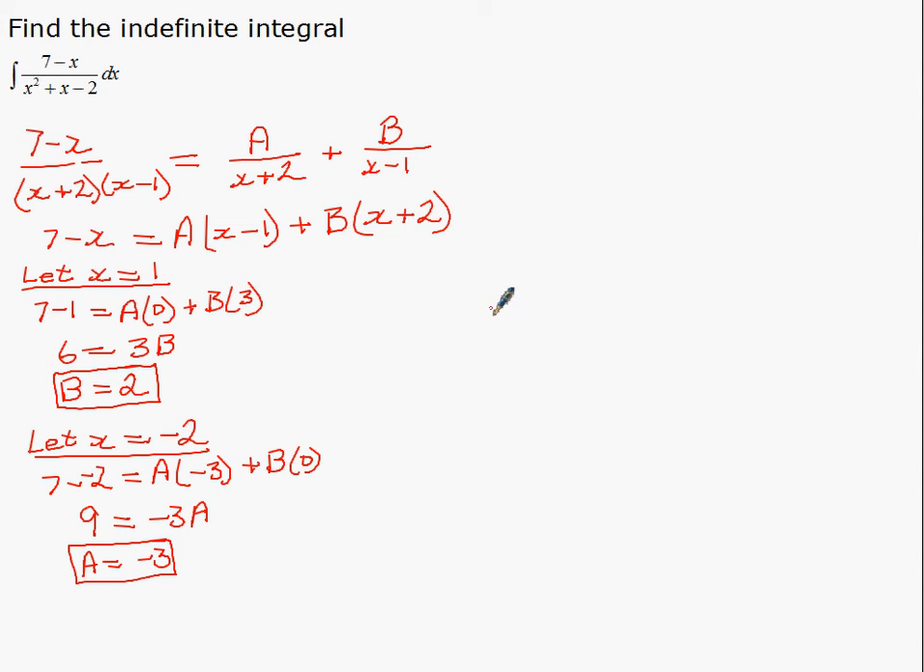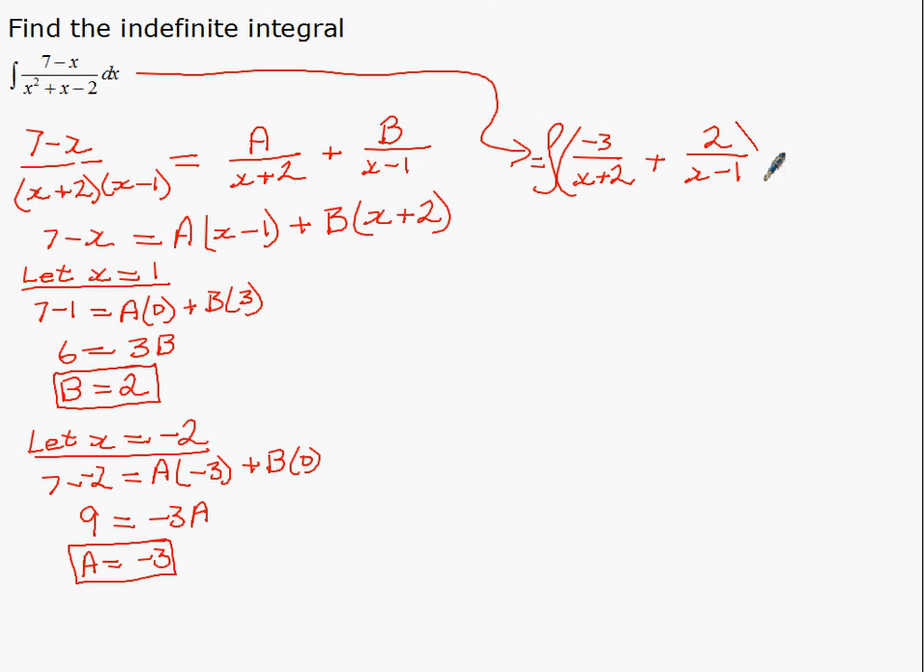The goal now is to integrate. So we're going to take this over here. We're going to integrate. But instead of integrating this, which we couldn't find the solution for, we're going to integrate the equivalent expression here that we just found, which is negative 3 over x plus 2 plus 2 over x minus 1. And that's just by filling in A and B. We still need dx. And to do that, we're just going to integrate each piece separately.